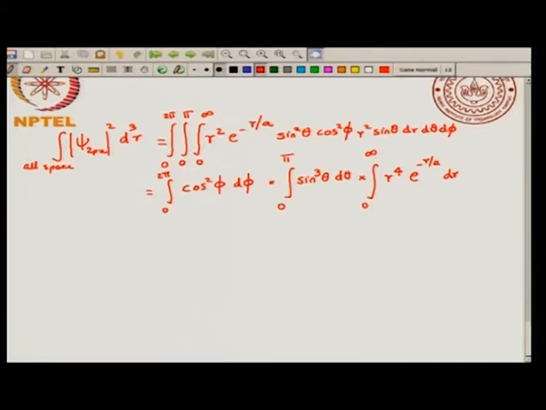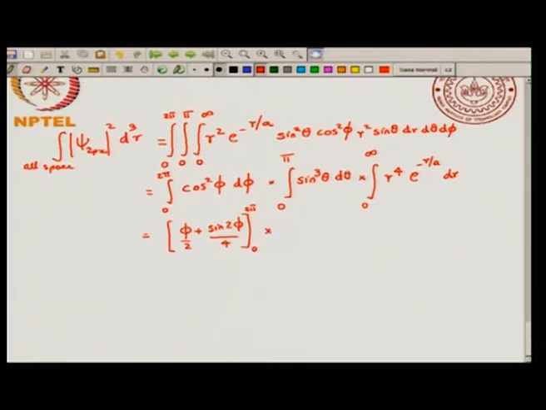So, if you want to do cos square phi d phi, then you replace cos square phi by 1 plus cos 2 phi by 2. Okay. So, when you replace this by 1 plus cos 2 phi by 2, then you do the integral, you will get phi by 2 plus sine 2 phi by 4, and you put the limits 0 to 2 pi. Okay, so that is this first part.